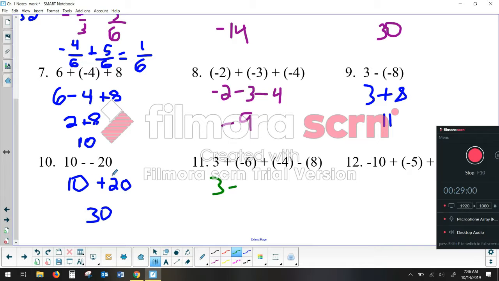3 minus 6, opposite, and the opposite of 4, 4 minus 8. 3 minus 6, negative team is winning by 3, minus 4, minus 8. Now they're all on the same team, so we know it's going to be negative. 3 plus 4 is 7. 7 plus 8 is 15, so it's a negative 15.